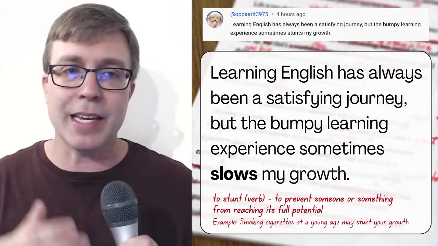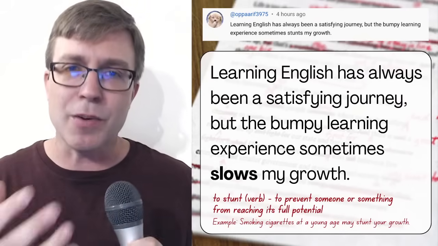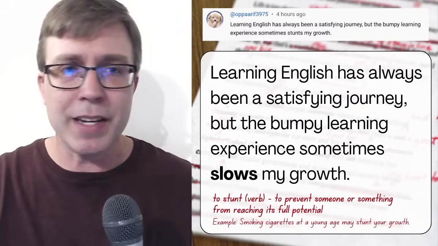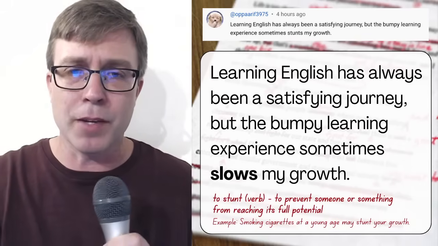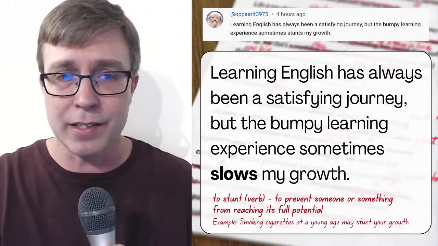So in this case, again, we're talking about just not going as fast. But there are other words that you could use besides this. I just thought it would be a good idea to change the word stunts.